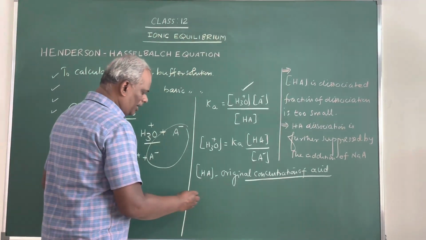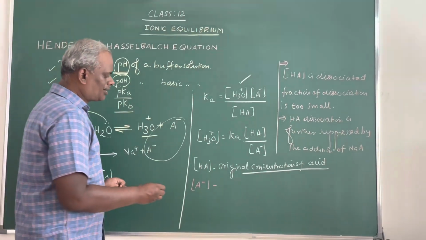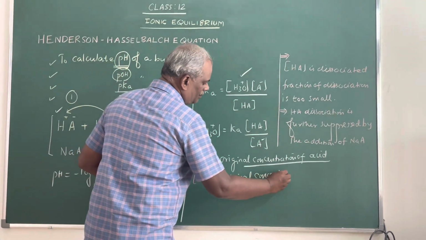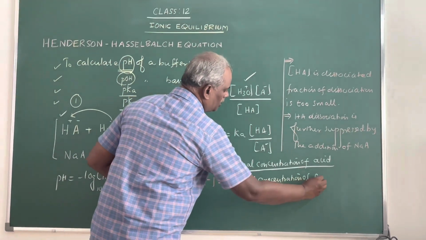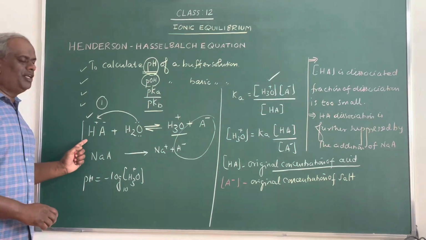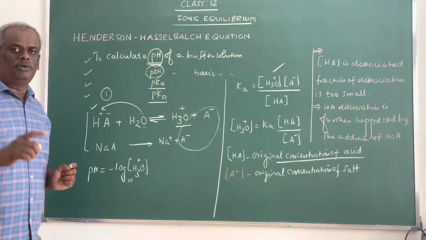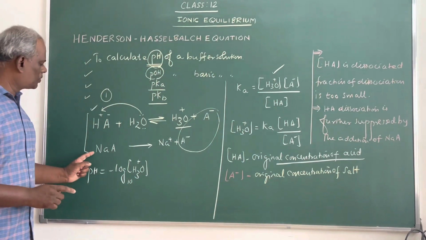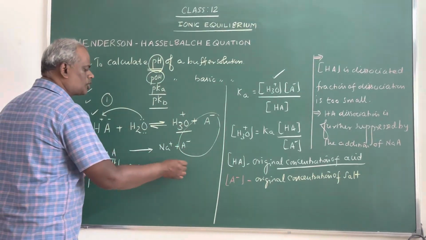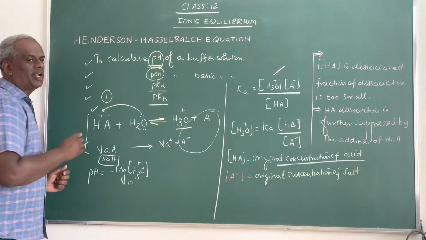Likewise, the A minus in the denominator can be taken as the original concentration of salt. You see, a certain amount of A minus is obtained from the weaker acid, but the quantity obtained from the weaker acid is negligible. Most of the A minus comes from the stronger electrolyte, namely from the salt. So the quantity of A minus obtained is maximum from the NaA, not from the weaker acid.